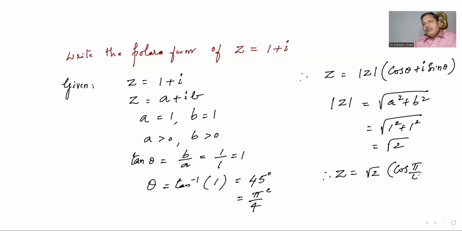Pi by 4 plus iota sin pi by 4. It is our required polar form of z equals 1 plus iota. You have to remember here, always the argument you have to express in terms of radians. I hope it's clear.